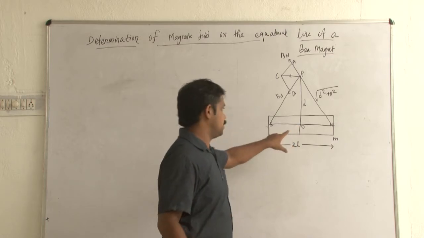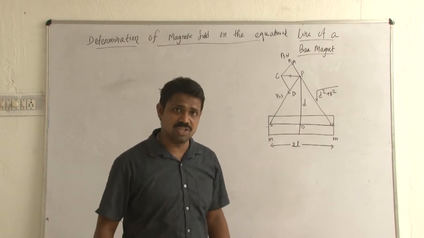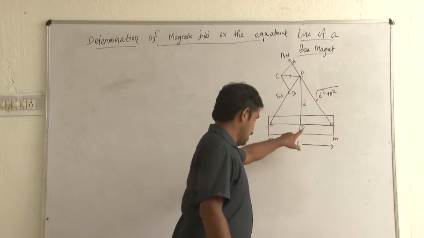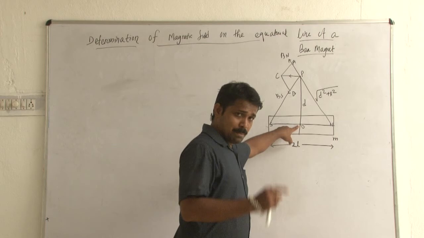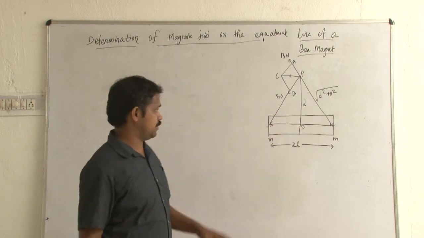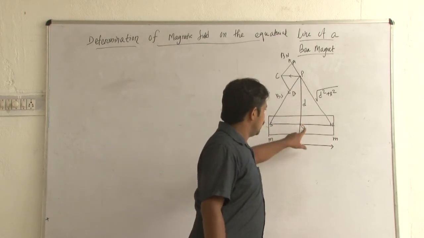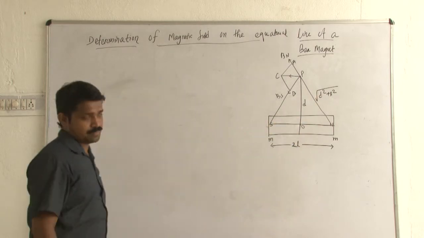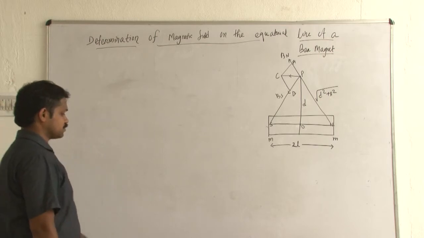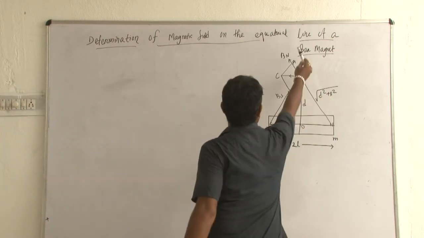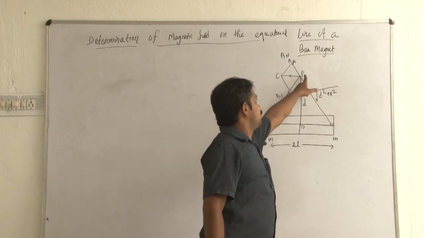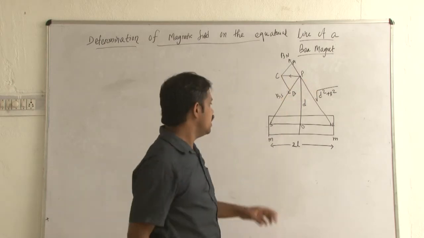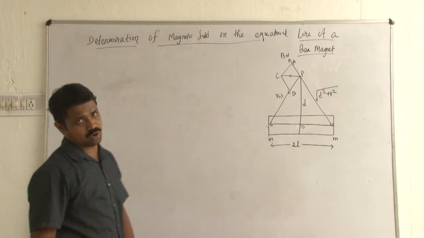Clear? Okay. So again I will repeat. The equatorial line is that line which is perpendicular to the axis of the bar magnet and passing through the midpoint of the bar magnet. Here in this figure, OP is the equatorial line. Clear all of you? And on this line, we assume a point P. At point P, we are going to find out the magnetic field due to the bar magnet. Clear all of you?